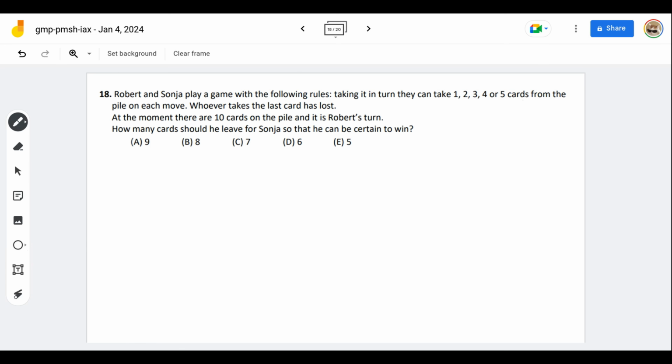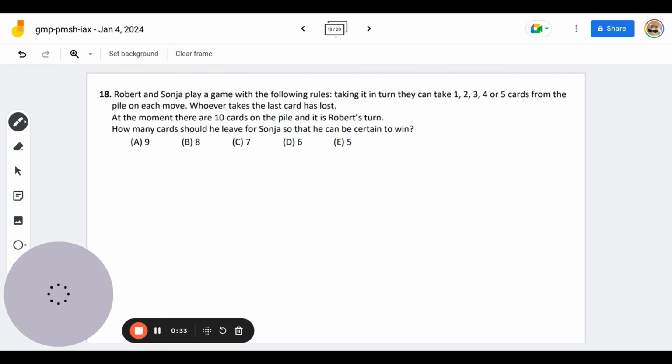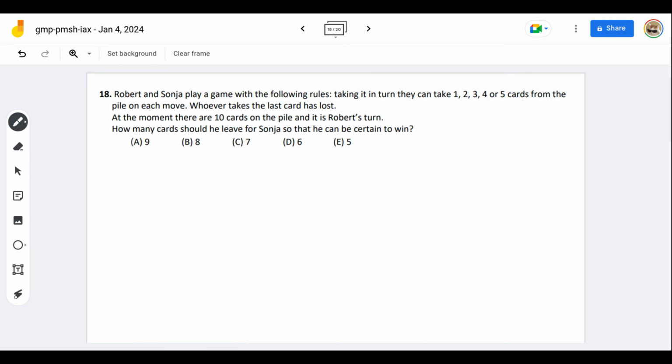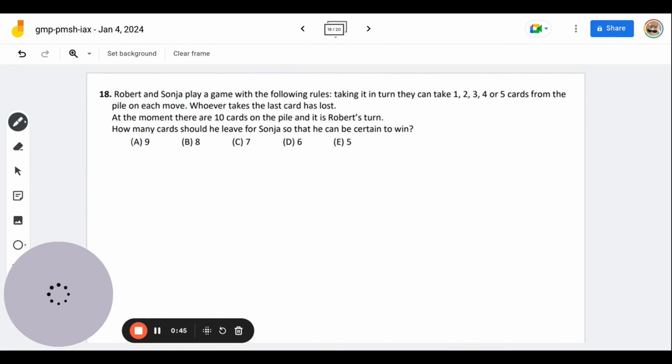So, for this one, we need to understand that if Robert takes 1, 2, 3, or 4 tiles, then Sonja can win by taking the remaining amount of tiles. But if they take 5 tiles, then Sonja can win by taking a little less and then forcing Robert to take the rest amount of tiles. So it can't be 5 tiles because then that would let Sonja win.